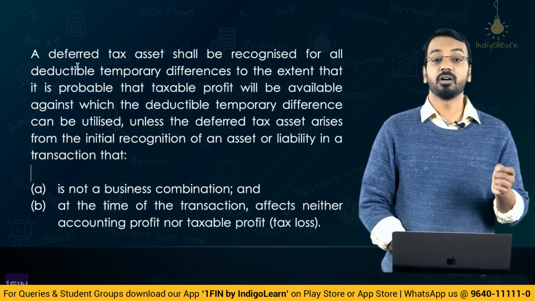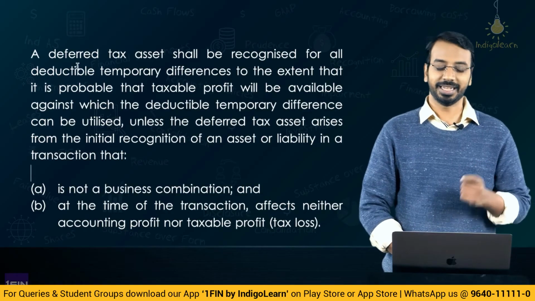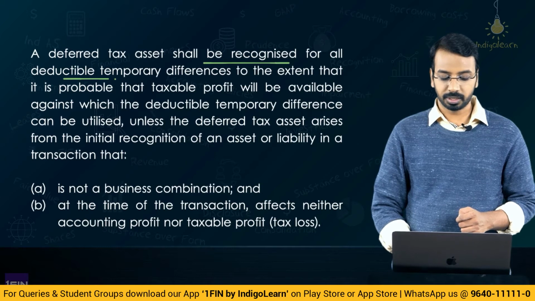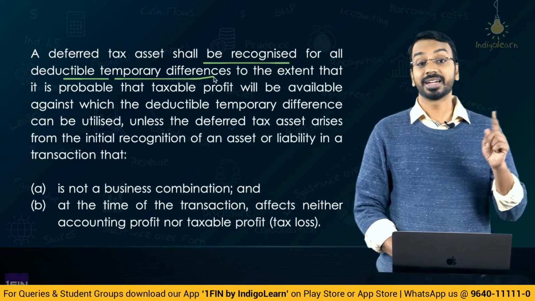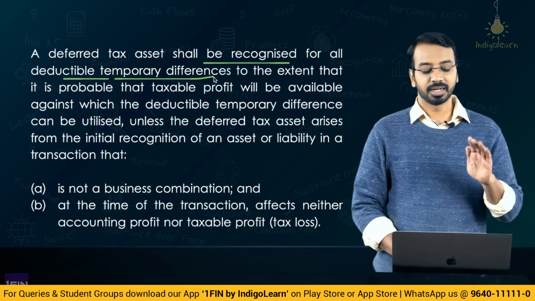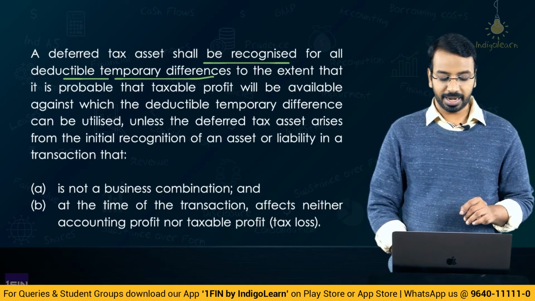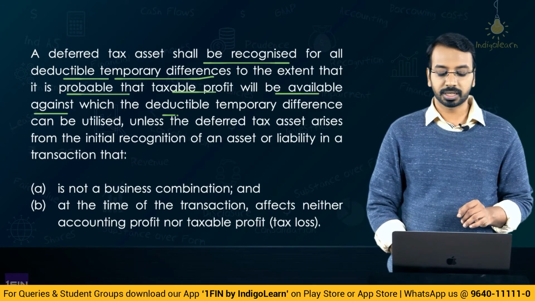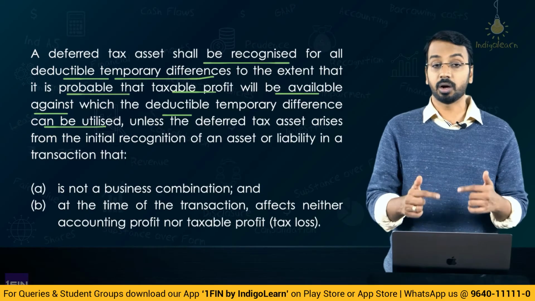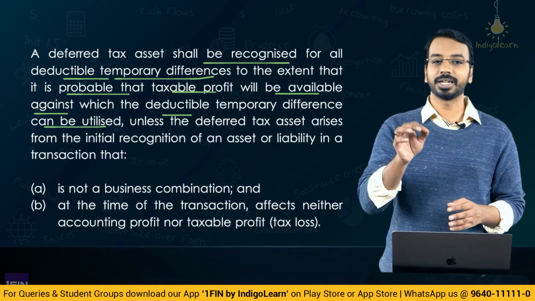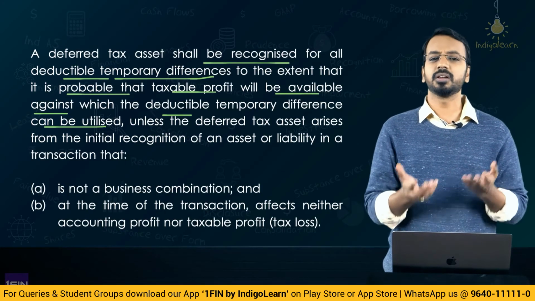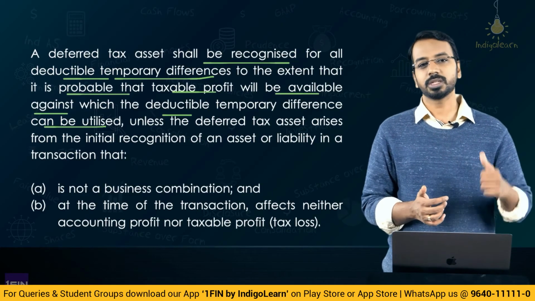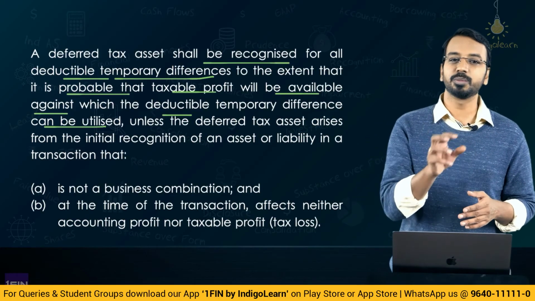A similar principle is given on when we should recognize a deferred tax asset. Let's have a look at that. A deferred tax asset shall be recognized for all deductible temporary differences. So, for liability it was taxable temporary differences; for asset it is deductible temporary differences, to the extent that it is probable that taxable profit will be available against which the deductible temporary difference can be utilized. Now, here we are talking about a deductible temporary difference. It means that in the future, we will get some kind of deductions against the differences that we are recognizing. Now, what the standard says is, when will this deduction be beneficial to you?